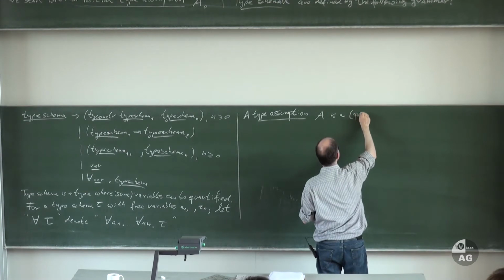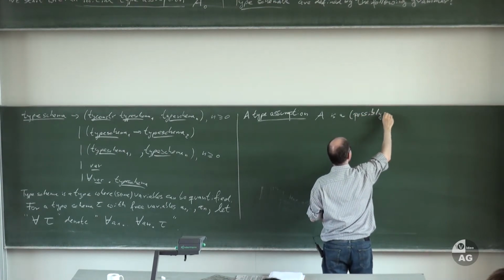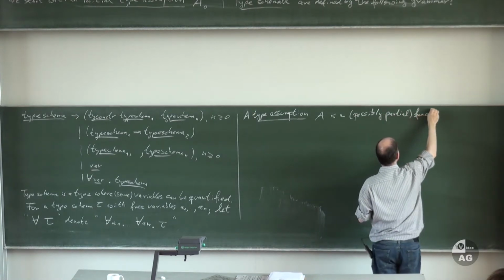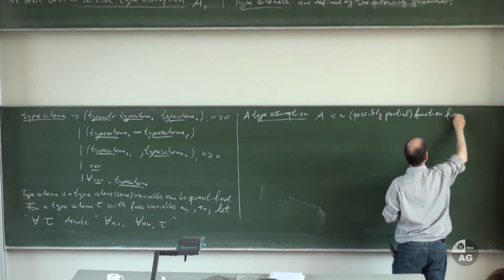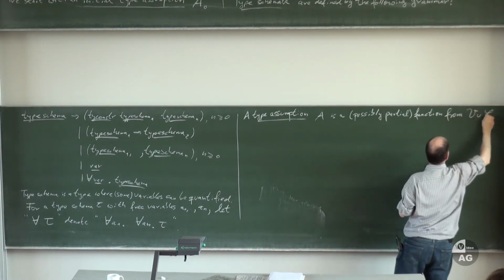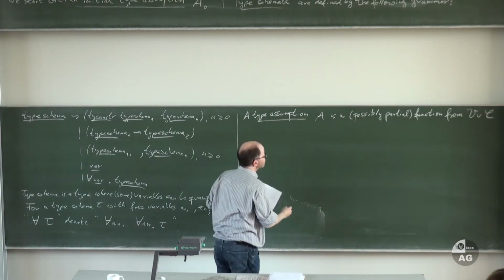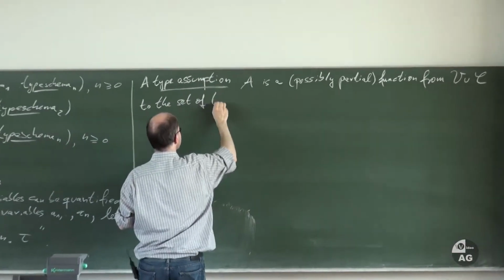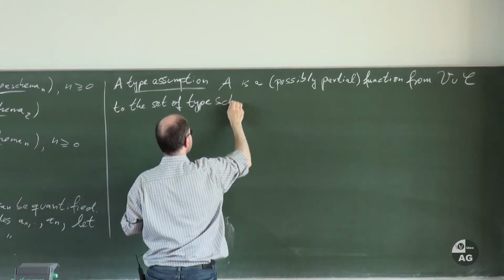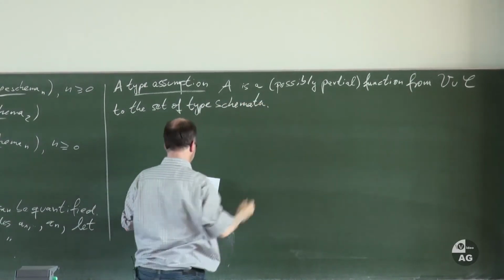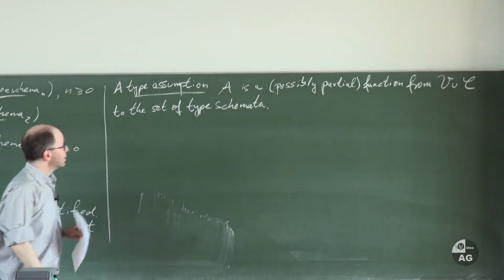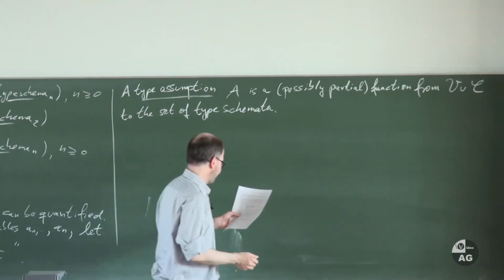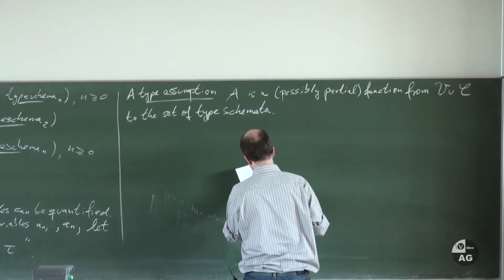So it can be a possibly partial function from the variables and constants to the set of type schemata. And if this type assumption is only defined for finitely many arguments, then we have a short notation for it.